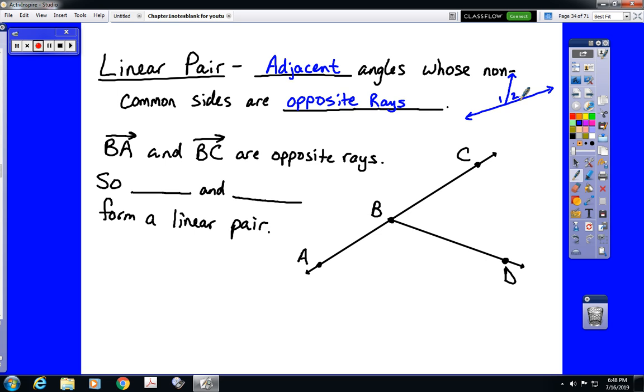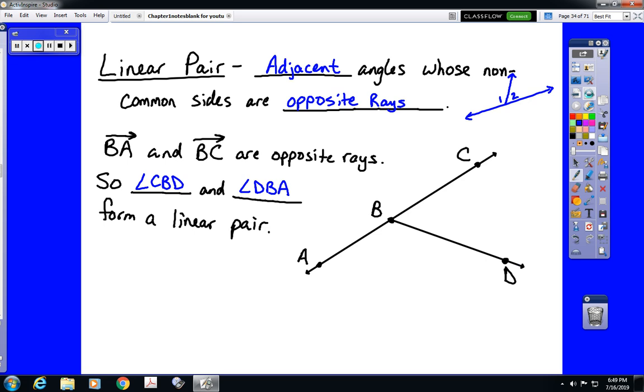Okay? So down here in the picture, you'll notice that we have line AC, because it tells us that ray BA, which is here, and ray BC are opposite rays, which we should know are collinear rays with a common endpoint that go in opposite directions. What that tells us is that angle CBD, this angle here, and angle DBA, this angle here, form a linear pair. They are adjacent angles whose non-common sides are opposite rays.